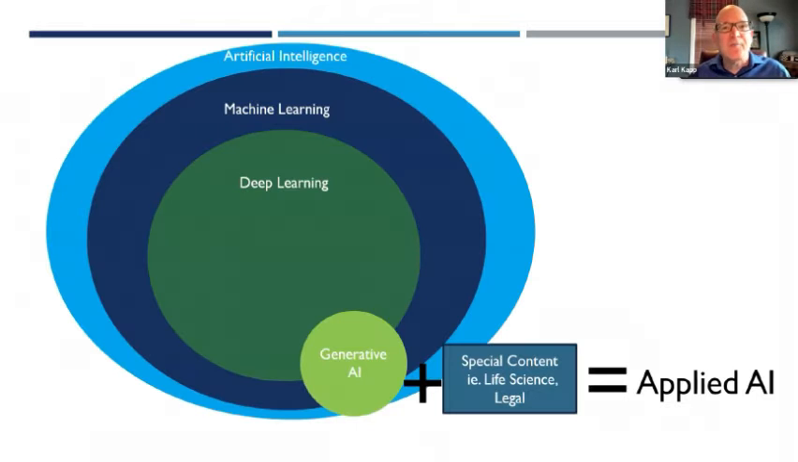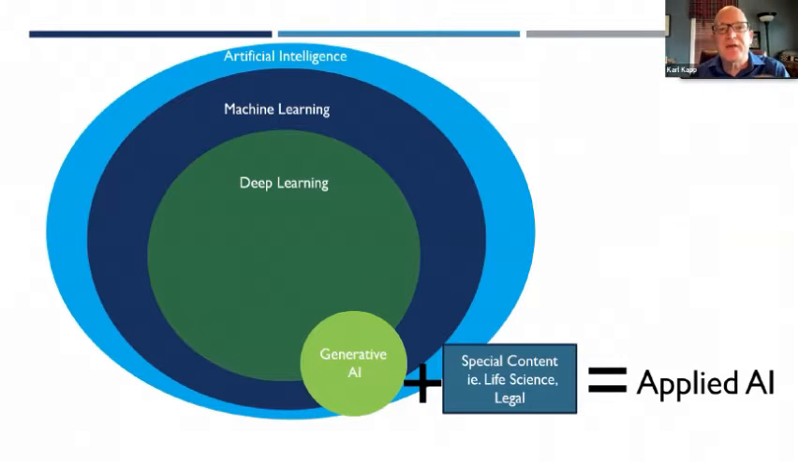But we need to back up a level before we do that and look at broad terms. So I want to look at the term artificial intelligence. I want to look at the term machine learning. Deep learning, what exactly is deep learning? And then all that leads us to this generative AI. And really, the value of generative AI is when it's mixed with special content, like in the life sciences industry or the legal industry or insurance industry.